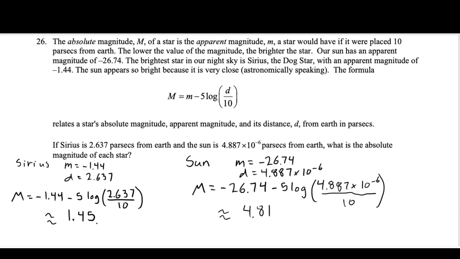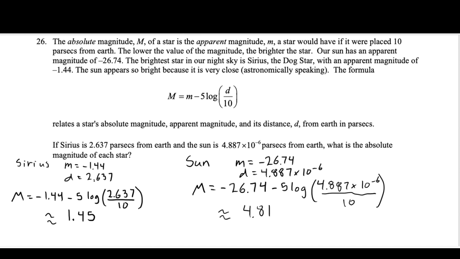Sirius would have a magnitude of 1.45. The sun would have a magnitude of 4.81. And remember, a smaller number corresponds to a brighter star. So Sirius would be the brighter star if they were at a fixed distance. And the way logarithmic scales work, even though 1.45 doesn't look substantially lower than 4.81, a difference of about 3.4, that small difference corresponds to a huge amount.